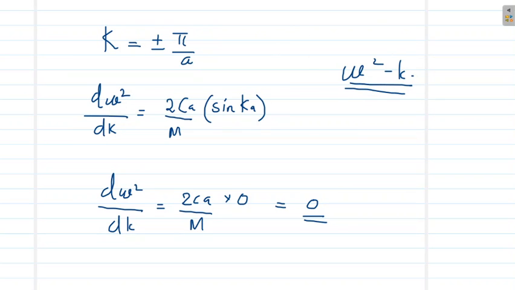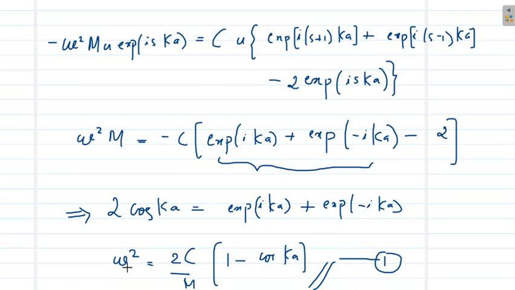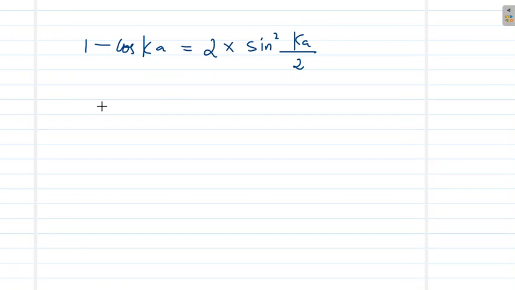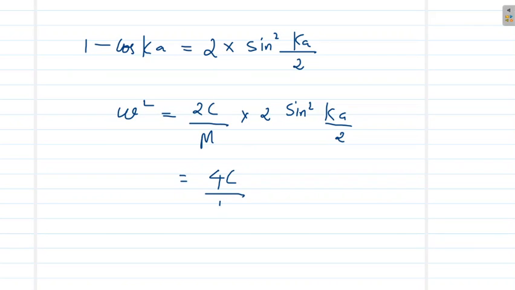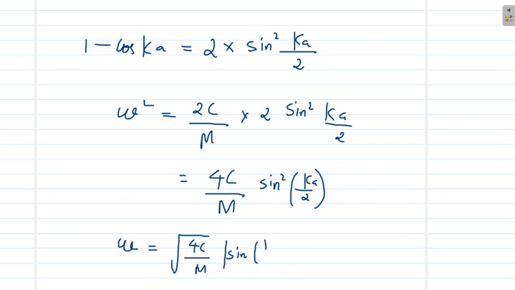Now let us use one more trigonometric identity in order to simplify this dispersion relation between omega square and k. So it is given by 1 minus cos ka is equal to 2 times sin square ka by 2. So let us substitute for 1 minus cos ka. Now omega square is equal to 2c by m into 2 times sin square ka by 2, which is equal to 4c by m into sin square ka by 2. So what will be omega? Omega can be written as root of 4c by m into modulus of sin ka by 2.